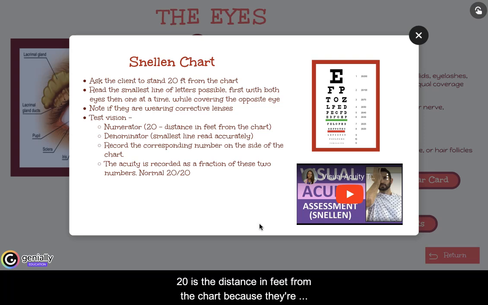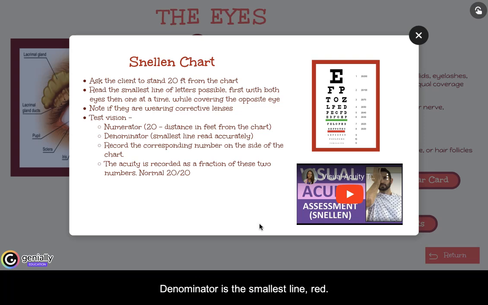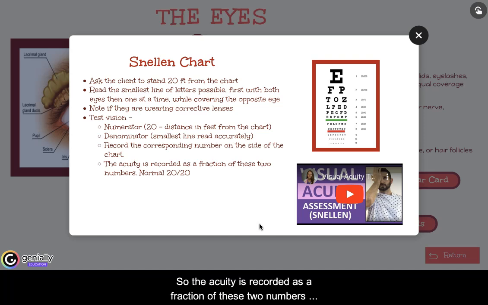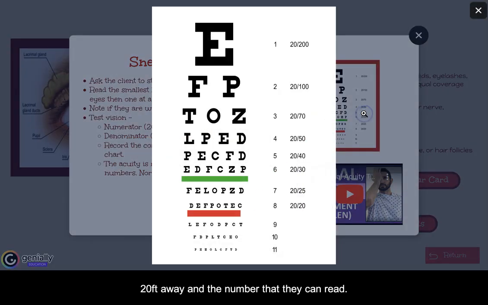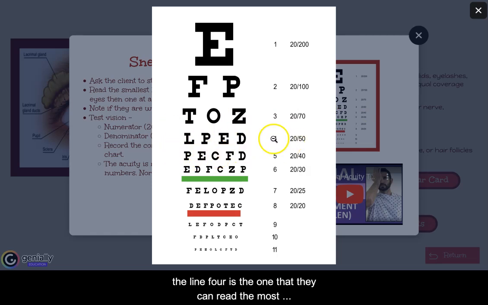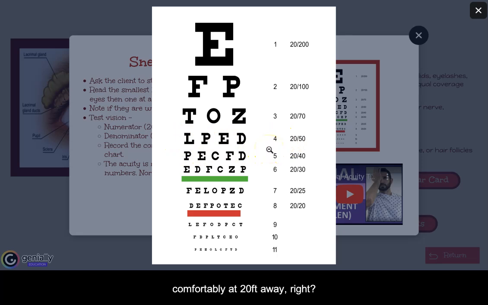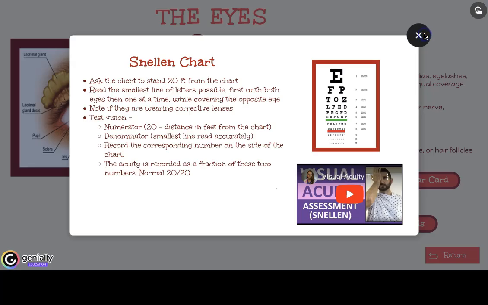Test their vision. 20 is the distance in feet from the chart because they're standing 20 feet away. The denominator is the smallest line read. So record the corresponding number on the side of the chart. The acuity is recorded as a fraction of these two numbers, 20 feet away and the number that they can read. So for example, if line 4 is the one that they can read most comfortably at 20 feet away, right? So it will be 20/50. So 20/20 is considered perfect vision. At 20 feet, they should be able to read this.